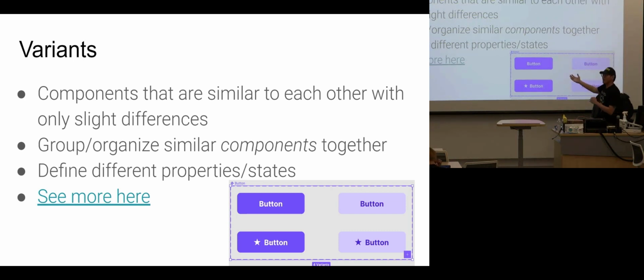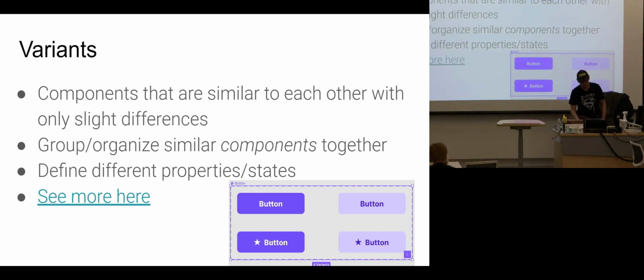And Figma provides something called variants. Basically, variants are simply components that are very similar to each other with only slight differences, but each of them is a distinct top-level parent component. You can group them together into something called a component set. Your set will contain different variants of this component, and you can define different properties and states for each variant.